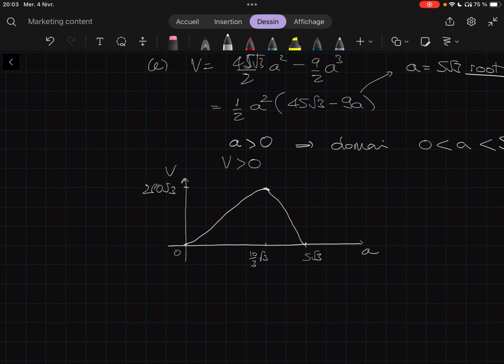And this would be the end of the question. Make sure to clearly state that your curve is only valid when A is between 0 and 5 root 3, and you're all good to go.